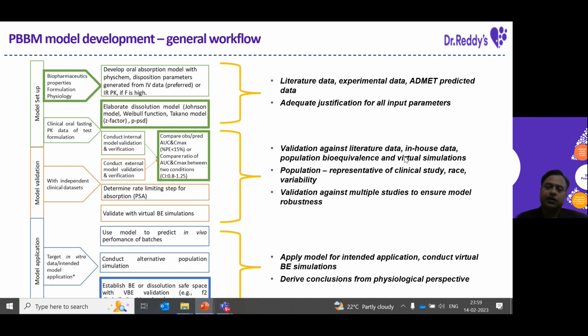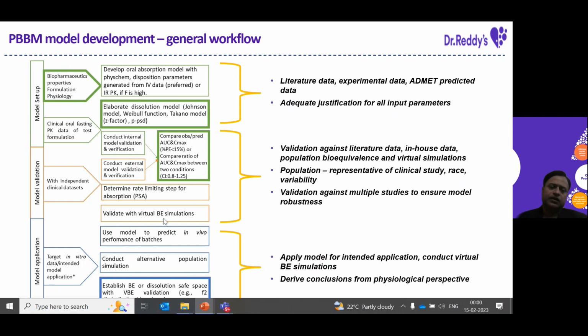It can also be done against in-house data. And basis this, we can perform population bioequivalence as well as virtual simulations using the representative populations which have been used in the clinical study.